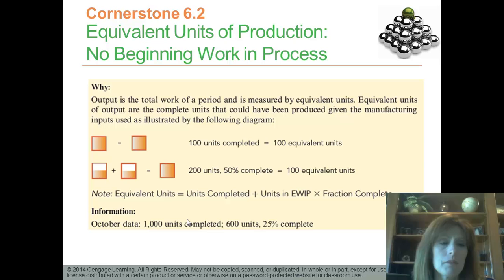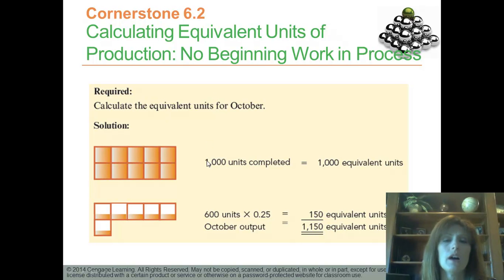Here our problem says, October data, we have 1,000 units completed, and 600 more units are 25% complete. So what do I do about that? Well, my 1,000 units that are completed get rolled over. Those are 1,000. There's no math involved. Those are done units. Each counts as one. Then all I do with my partial units is take 600 units times, in this case they were only 25% complete, times 0.25, and I get 150 equivalent units. I add that to the 1,000 that were completely complete, and I get 1,150 equivalent units. That 1,150 equivalent units is the number I can then divide all my costs by to come up with a per unit cost.